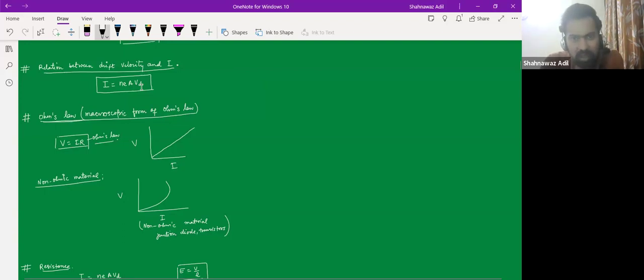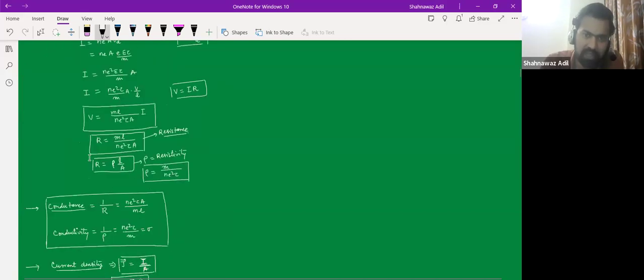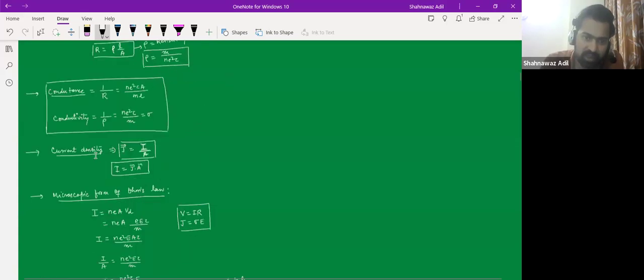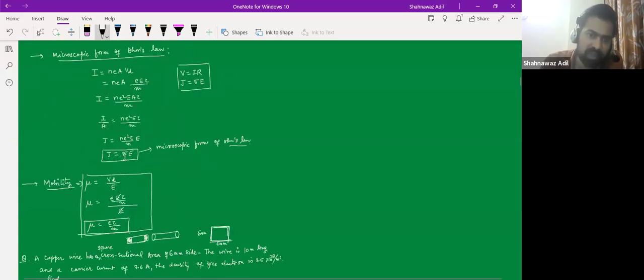These things I will not talk about in detail because you guys have already done them. So current is related with drift velocity by this formula. And then this is Ohm's law in macroscopic form. This is the ohmic behavior, linear behavior, and when it is non-linear, then the material is non-ohmic. This Ohm's law is also written in the microscopic form, J is sigma E, where J is the current density, sigma is the conductivity, and E is the electric field.